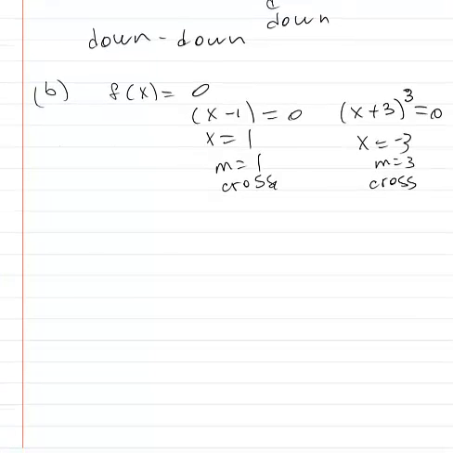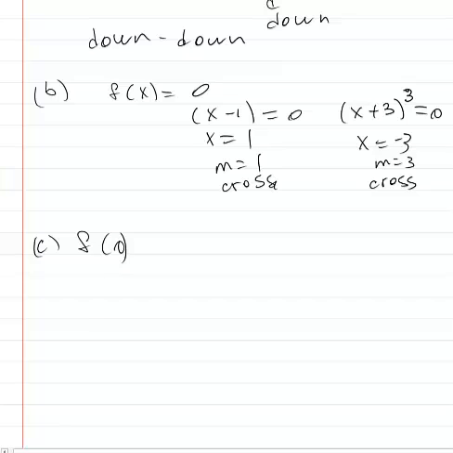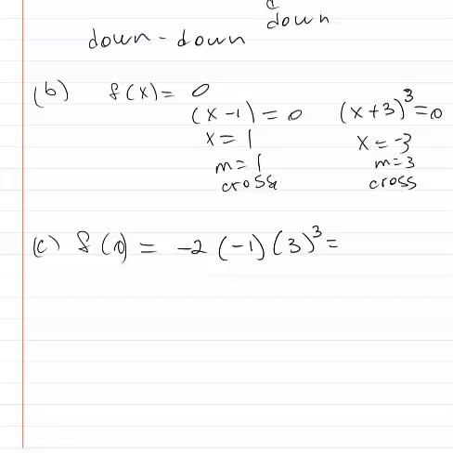Find the y-intercept. Put the 0 inside. And you get minus 2, minus 1, and 3 cubed. I just plugged it in. So that gives us 2 times 27, right? 2 times 27, that's 54. I check that. 54. So f of 0 equals 54.